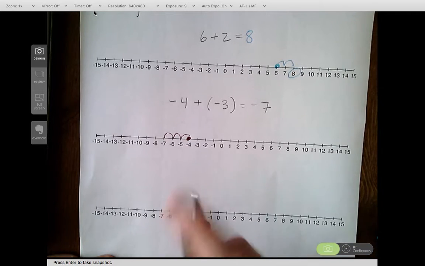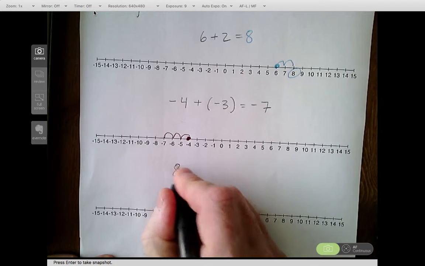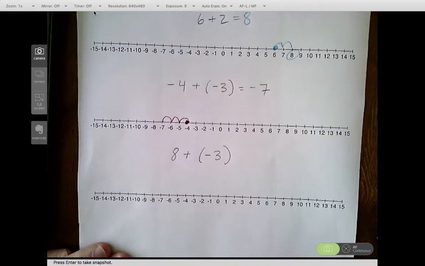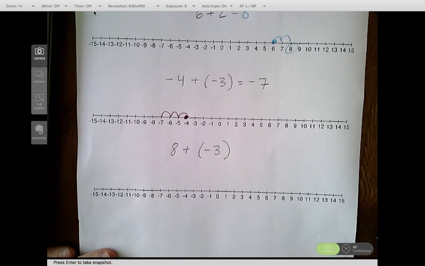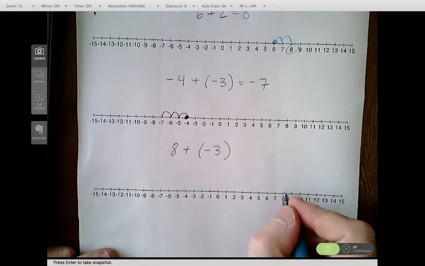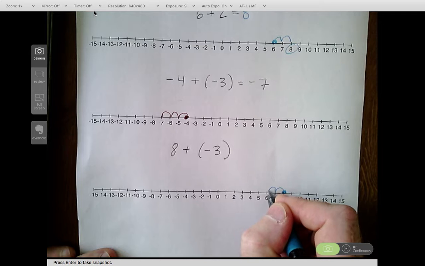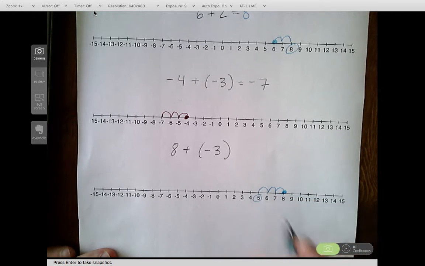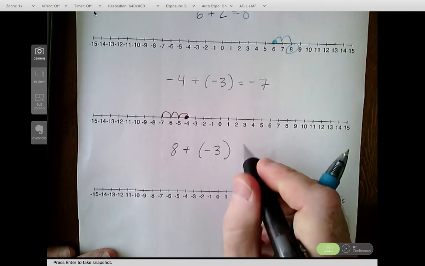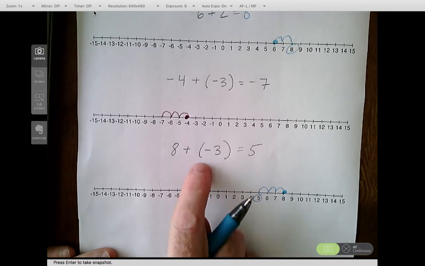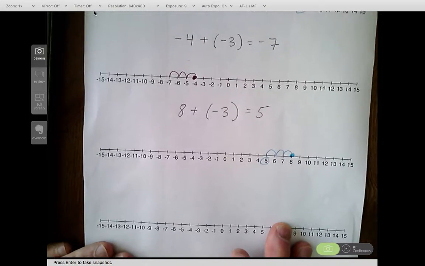So what is 8 plus negative 3? Okay? So again, we'll start here at 8. And we'll go to the left 3 places. 1, 2, 3. And look at that. We end up right there at 5. So the answer is 5. Okay? Some of you might see that's the same thing as 8 take away 3.